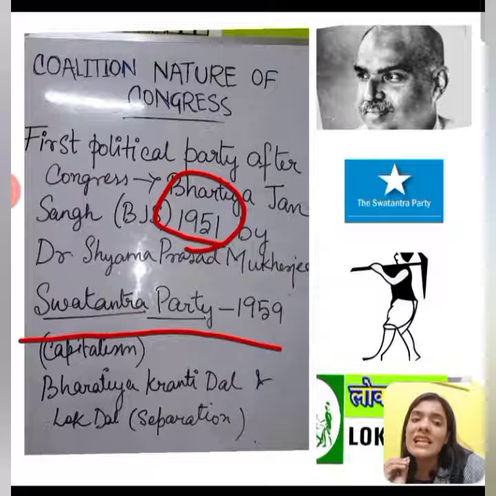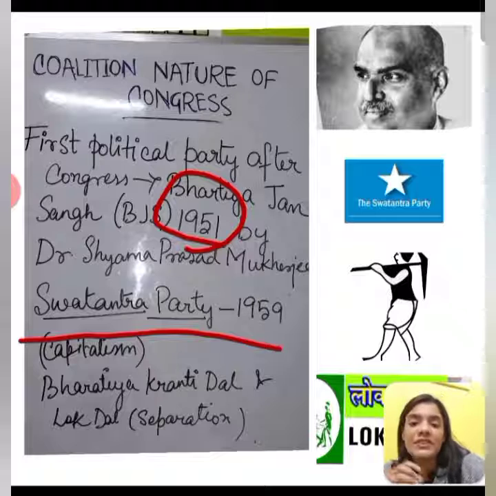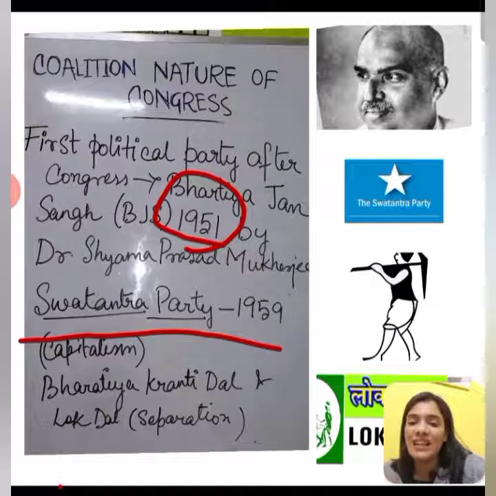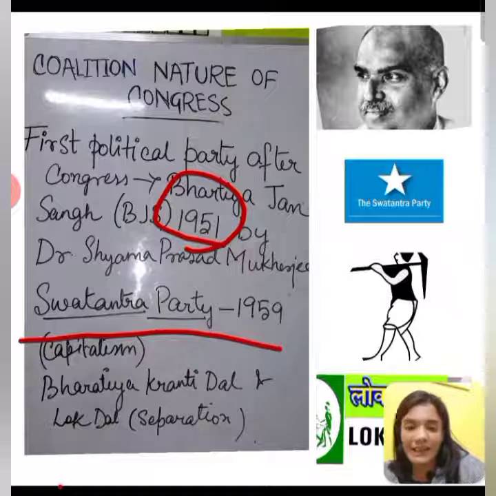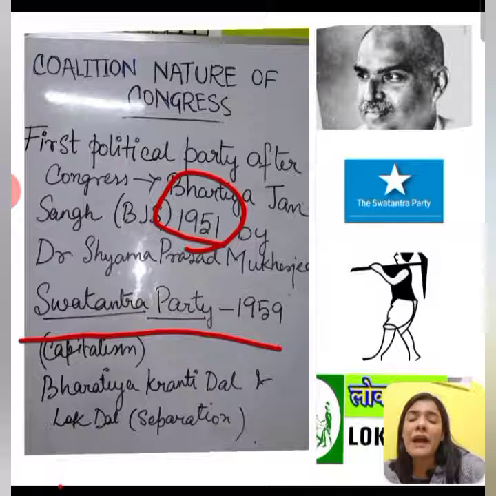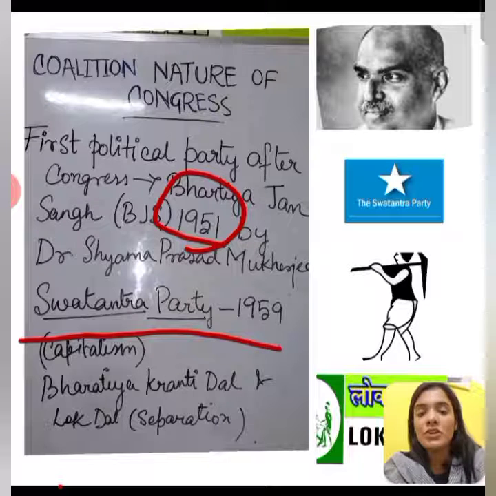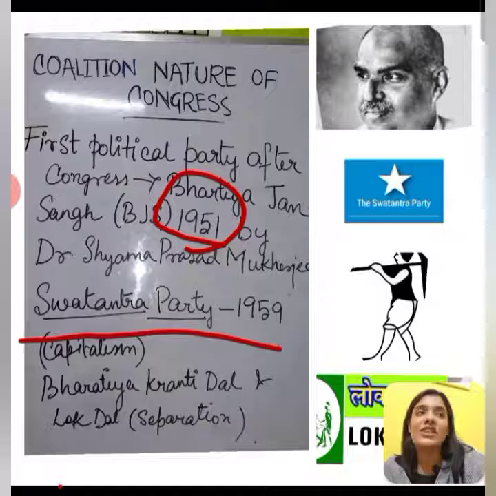The next was the Swatantra Party after the Bharatiya Jana Sangh, and after that it was the Bharatiya Kranti Dal and the Lok Dal. These are the other two parties that came up after the Swatantra Party. These parties were basically pressure groups. You cannot say that they were the opposition; they were basically pressure groups actually.